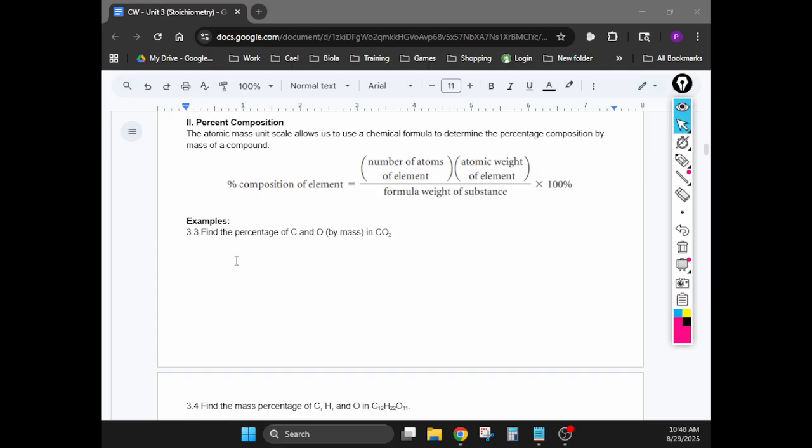Okay, so easiest way to do this, I think, is with a problem. So what we're going to do is we're going to find the percent composition by mass of CO2. Okay, so we're going to look at CO2. And you'll need a periodic table for this, so you can take yours out right now. Or you could share with somebody, pull it up on your Chromebook, whatnot.